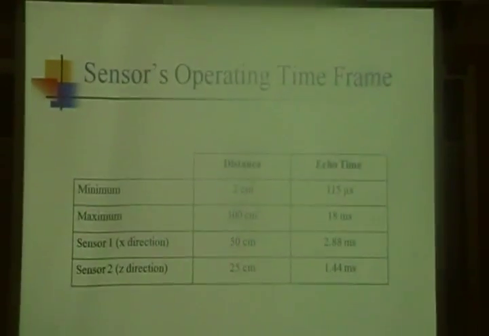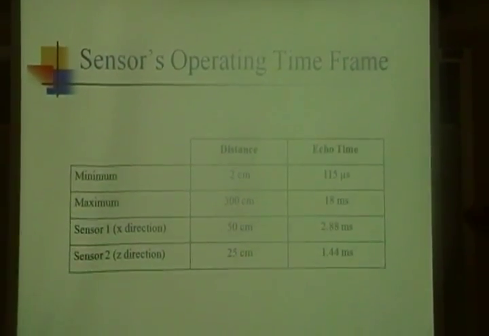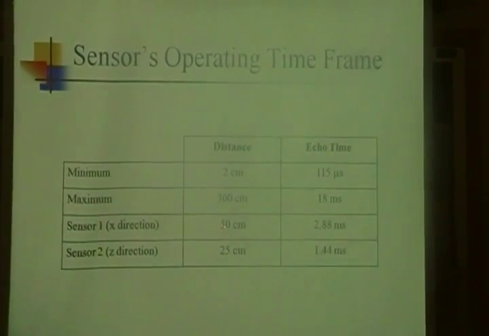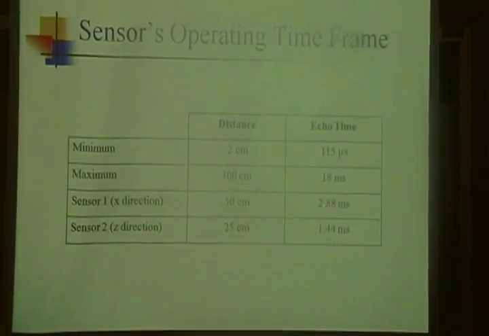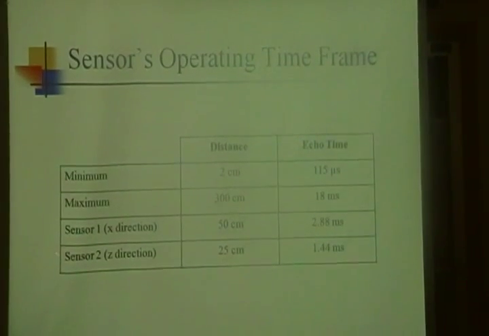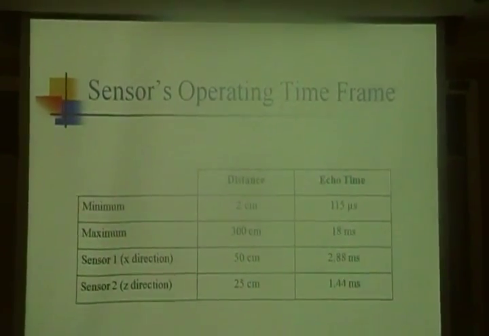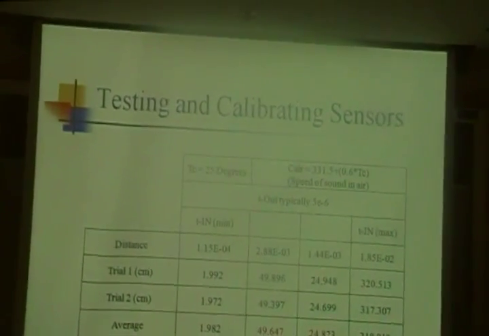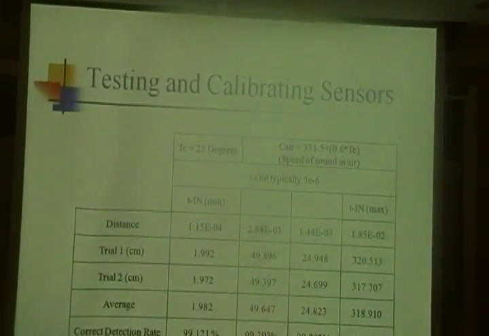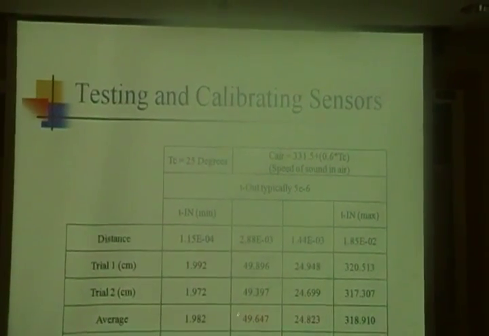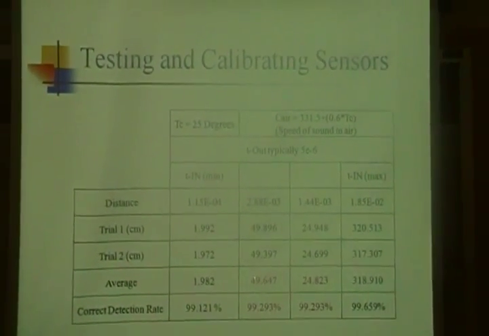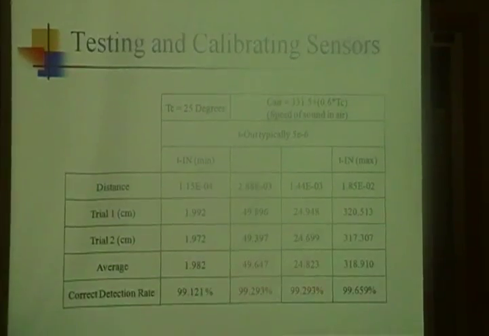In our design, we tested it by setting sensor number 1 at a 50 centimeter range, and this is the echo time we got. Sensor 2 at a 25 centimeter range, and this is the echo time we got. In calibrating the sensor, we did 2 trials, and we took the average at the desired distances, about 50 and 25, and this is how much accuracy we got.